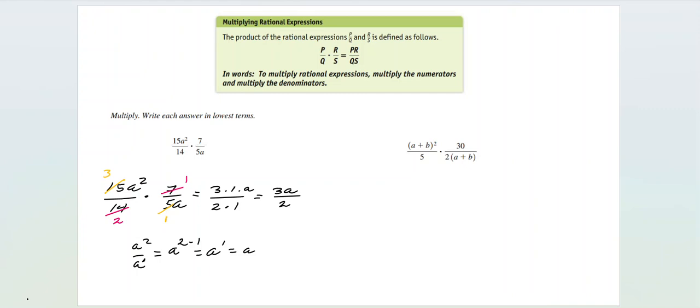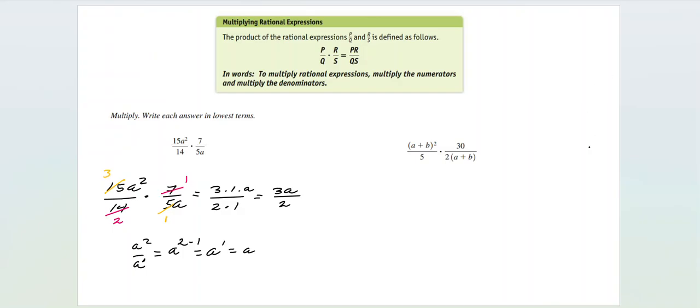So what I decided to do is simplify before multiplying. You can also multiply and simplify at the end. It's up to you really. Whatever you feel is easier, whatever is more comfortable to you.